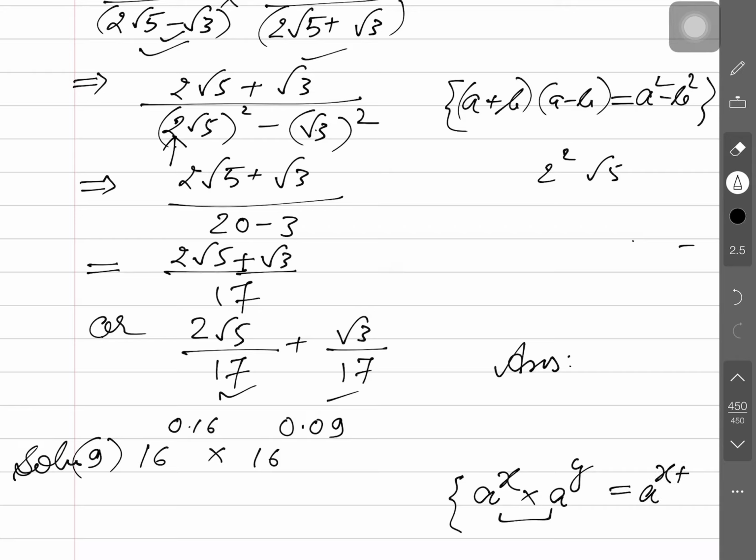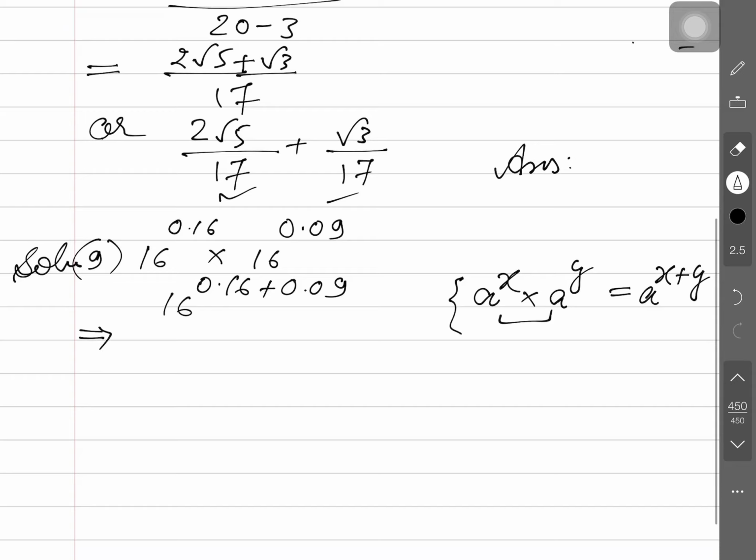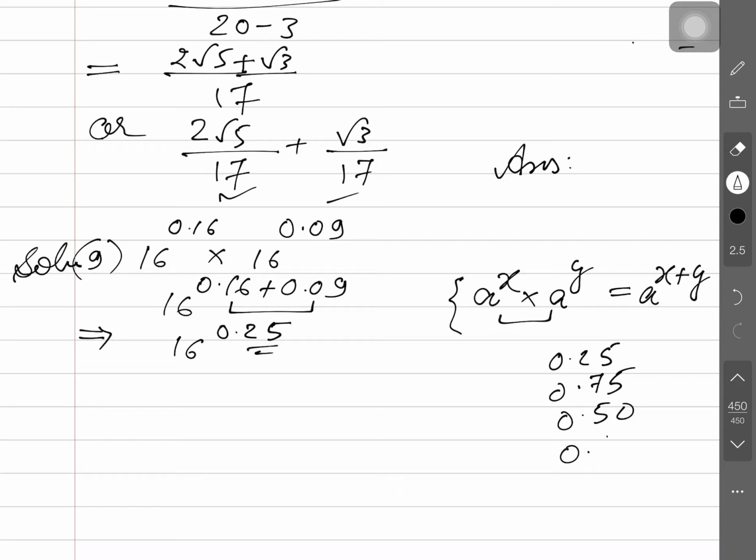So, what do we do with the powers? Please tell me. Add them. Obviously, everybody can do this: 0.16 plus 0.09. Clear or not? And further it is to be done here. What is the sum of the powers here? 0.25. Clear or not? So 0.25: what do you understand? What is 0.75? What is 0.5? You just have to know what these are.